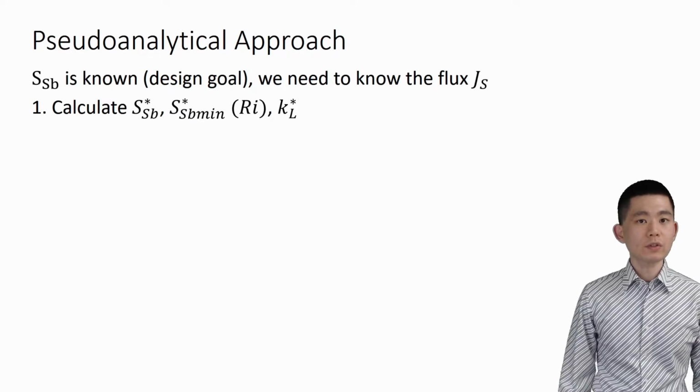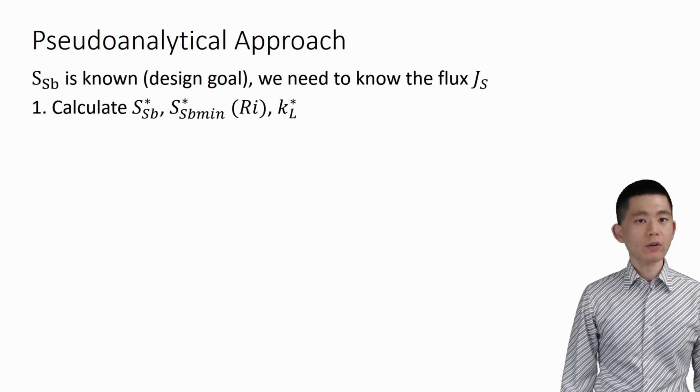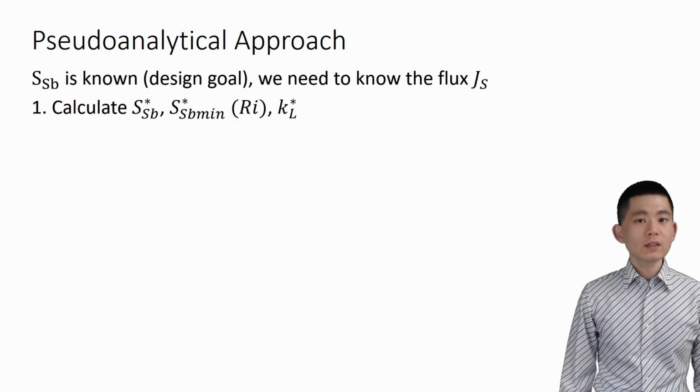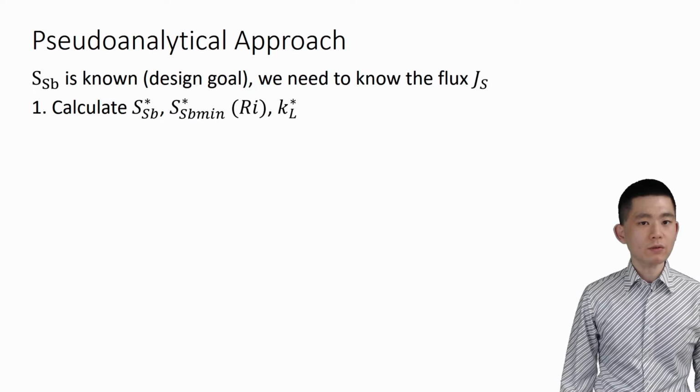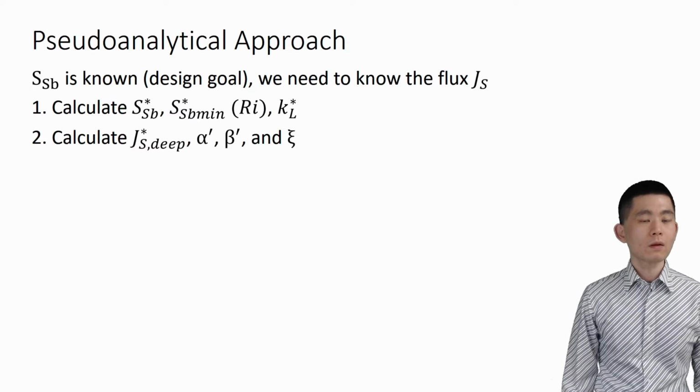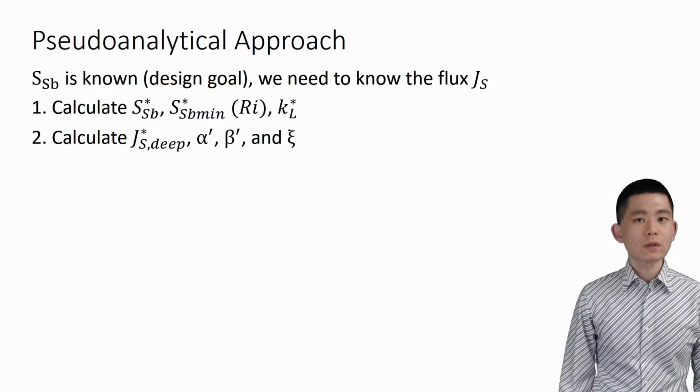Here's how we use the pseudo-analytical approach. We know the substrate concentration in the bulk solution, which is our design goal. We need to calculate the flux of substrate into the biofilm to get the reactor mass balance. We should first calculate the dimensionless bulk solution substrate concentration, the dimensionless minimum bulk solution substrate concentration, which is also the Riemann number, and the dimensionless mass transfer coefficient. With the first two dimensionless numbers, we can calculate the dimensionless deep biofilm flux, alpha prime, beta prime, and psi.